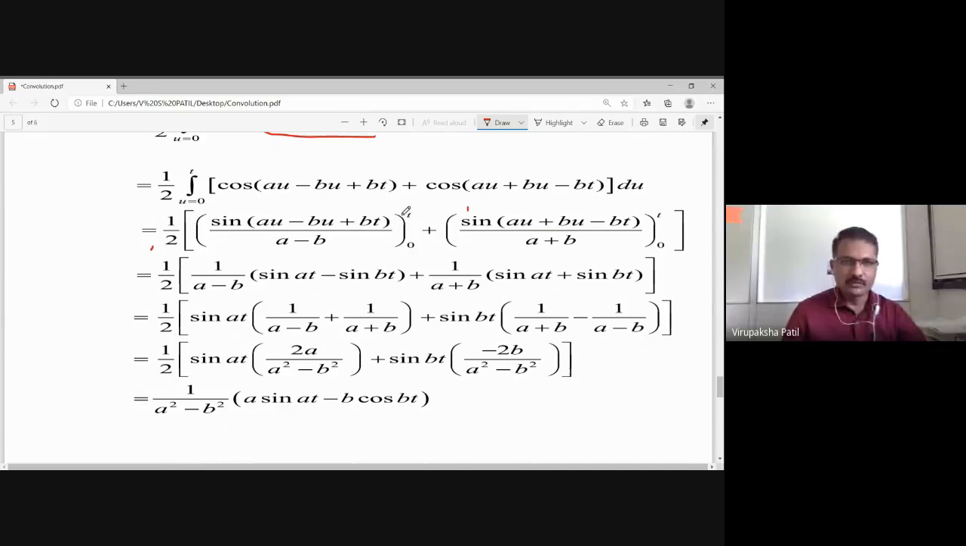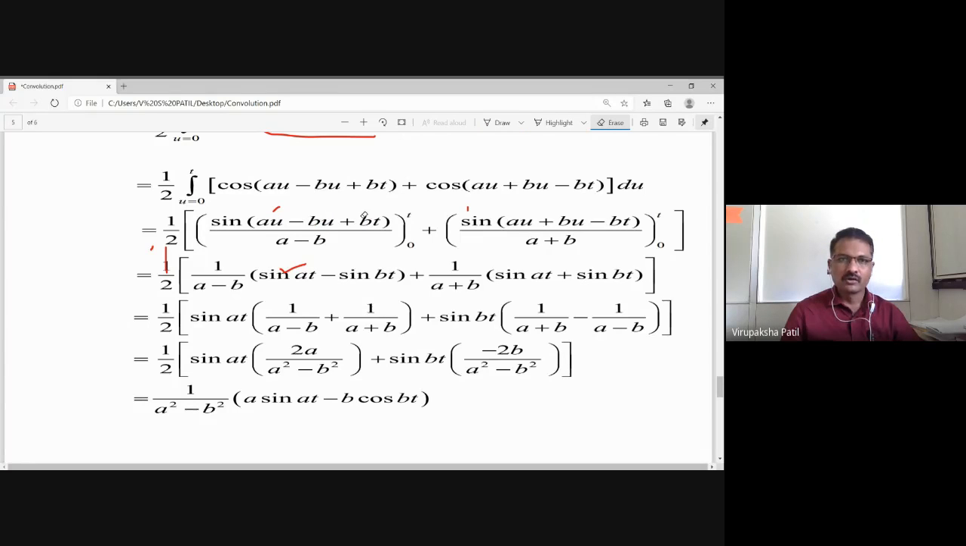Therefore, now start putting the limits here. See, 1 by 2 keep as it is. Then 1 divided by a minus b is a constant. I'll take that outside. Now I'll start putting the upper limit here. If you put the upper limit, wherever u is there, put u is equal to t. So what it becomes? Upper limit sine of at minus bt plus bt you will get. So this minus bt plus bt get cancelled. So you will get only sine at, which we have written here. This is upper limit.